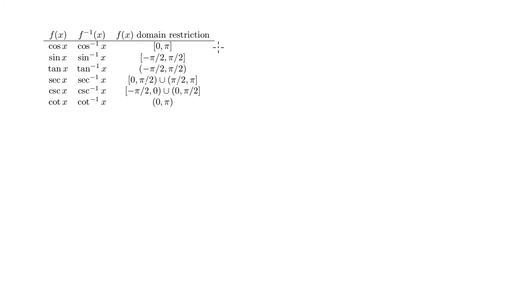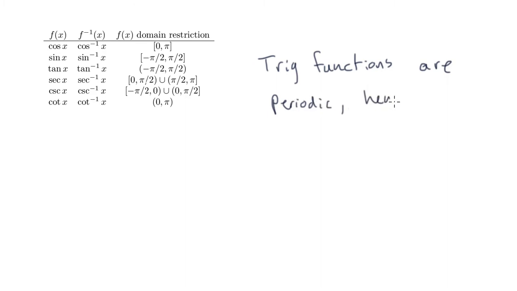Now we could spend a significant amount of time actually breaking down what's going on with each of these functions. I don't think that's the best use of our time. But what we need to take away is that in general, trig functions are periodic, so they're not one-to-one. So that's the problem. That's worth keeping in the back of your mind. Trig functions are periodic, hence not one-to-one.